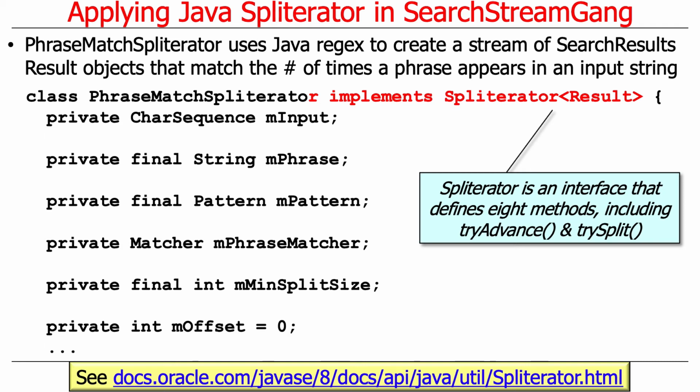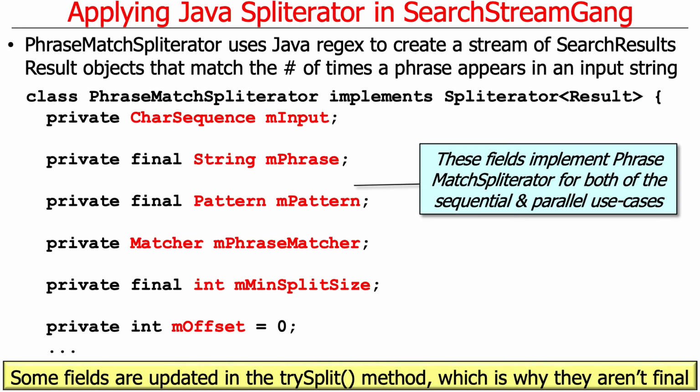There's a bunch of fields here. We'll go through each of the fields. Some fields are private. Some fields are updated in another method, which we won't look at the moment, called trySplit, which is why we don't make all of these fields final. They're all private, but some of them are final, some of them are not, because some have to be updated later.